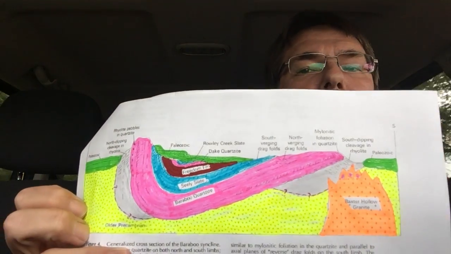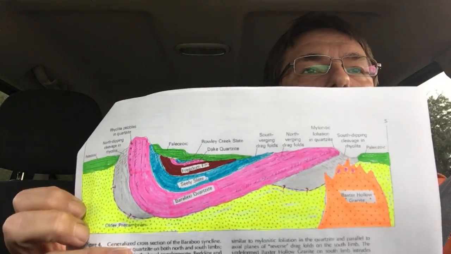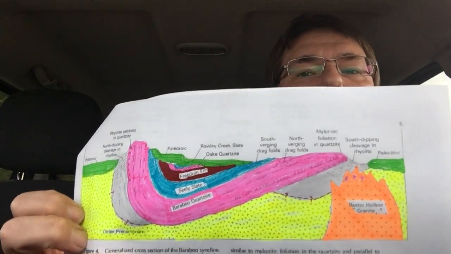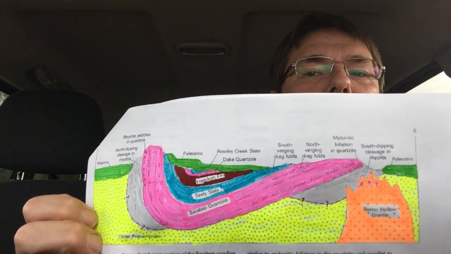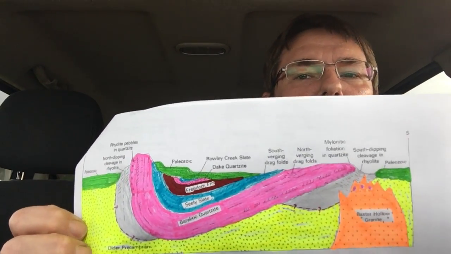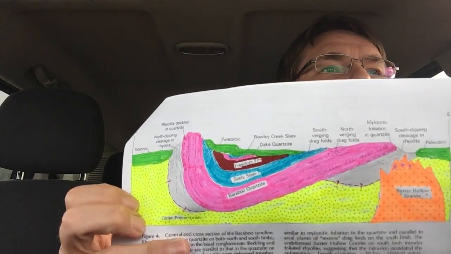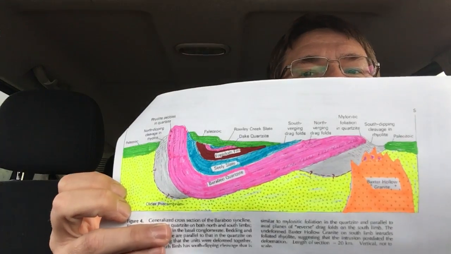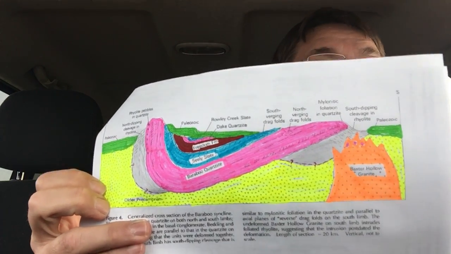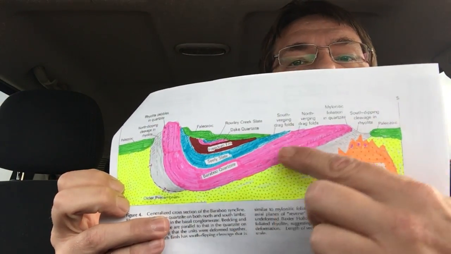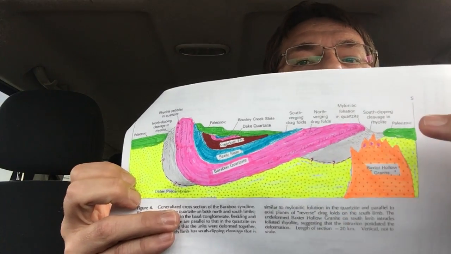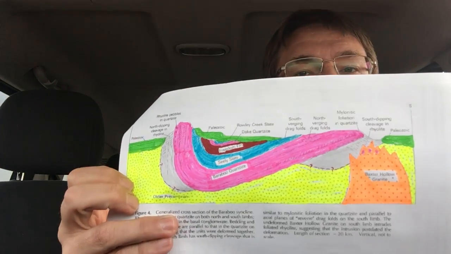The orange is the Baxter Hollow granite, the yellow is older rock, the pinks are quartzites, the blues are slates, the grays are rhyolites, that red is dolomite and banded iron formation, and the green is the younger Paleozoic rocks. As you can see, the Precambrian, which is everything that is not green, has structural feature to it. In this case, it's a syncline. The Paleozoic is flat.